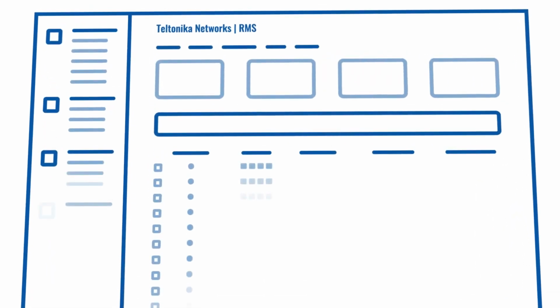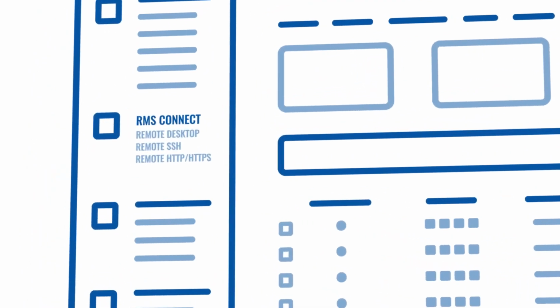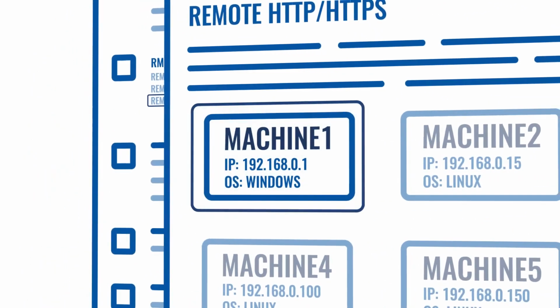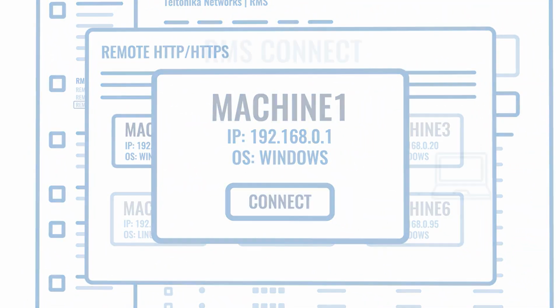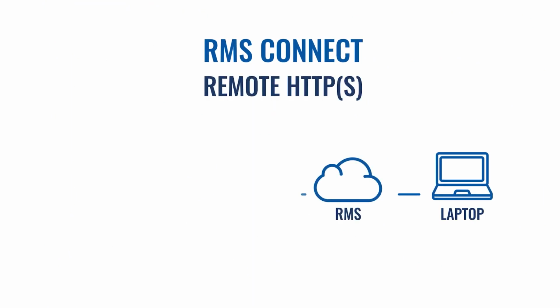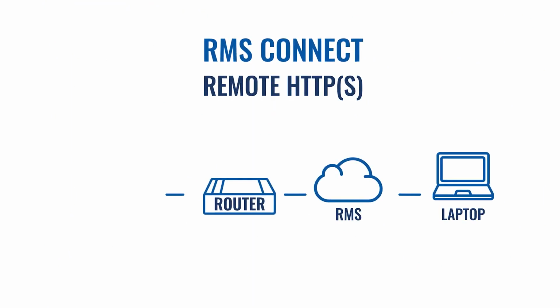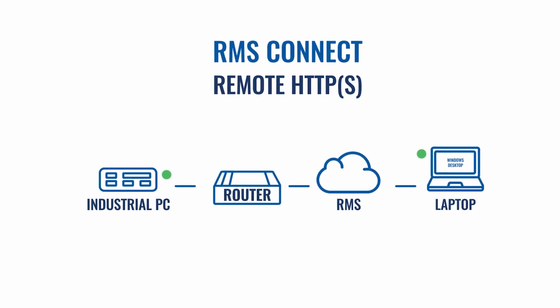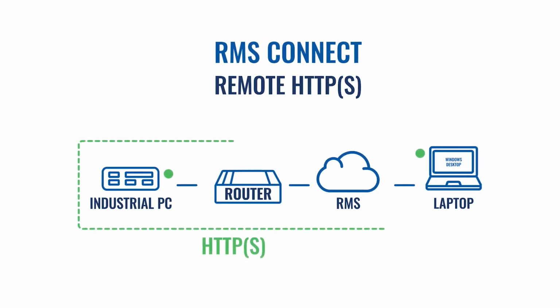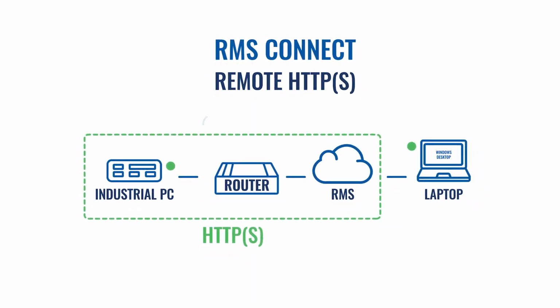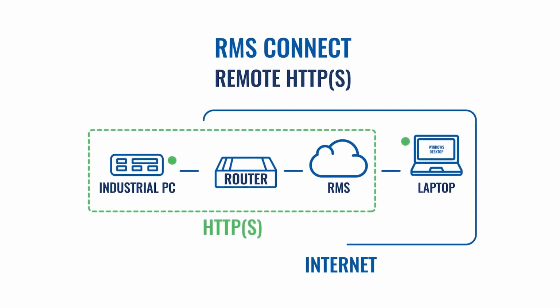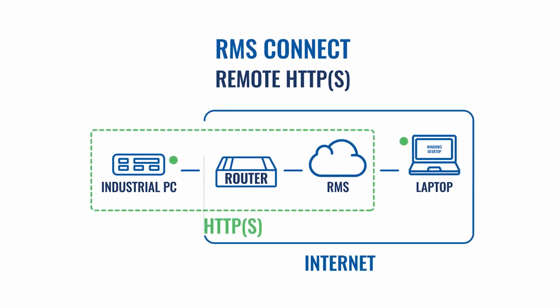In this video, I'll demonstrate how to use RMS Connect to set up remote HTTP/HTTPS connection to your end device. RMS Connect Remote HTTP/HTTPS allows you to access your end device WebUI securely using the Teltonika Networks router via HTTP/HTTPS protocols. The device you are connecting does not need an open internet access.